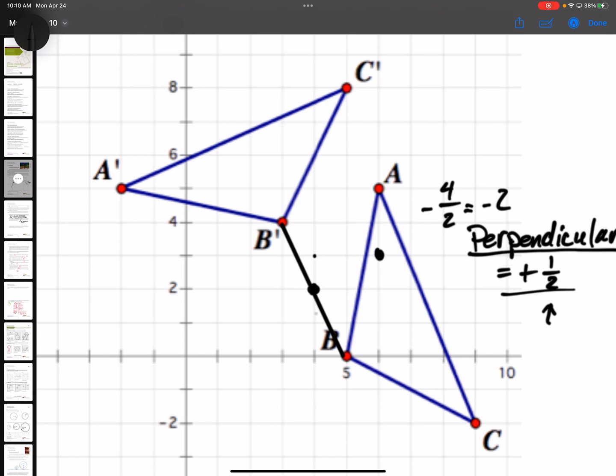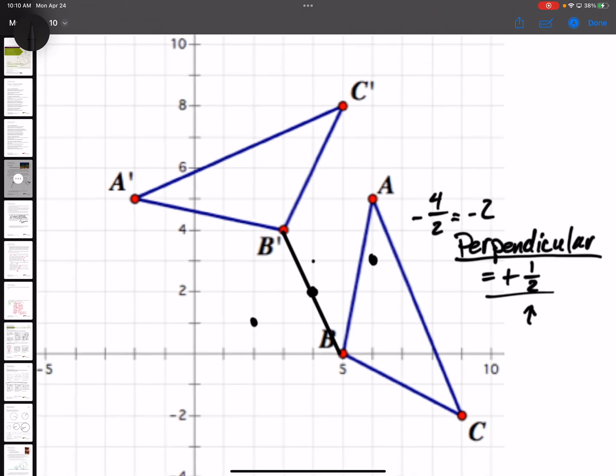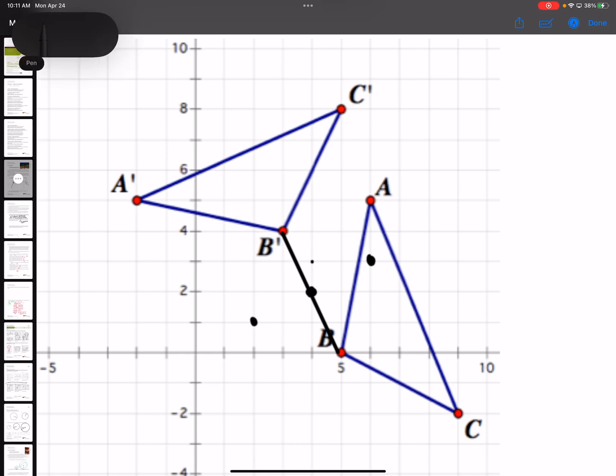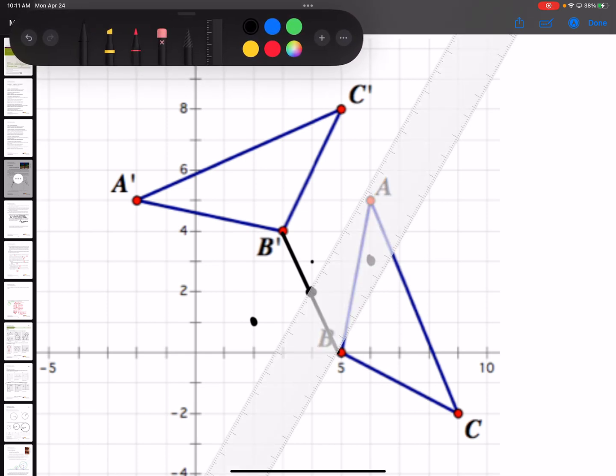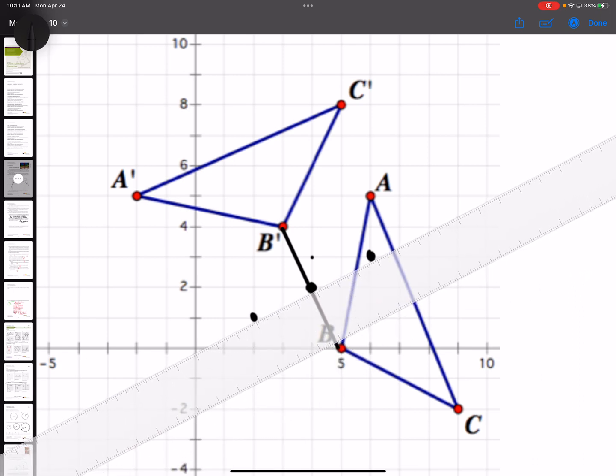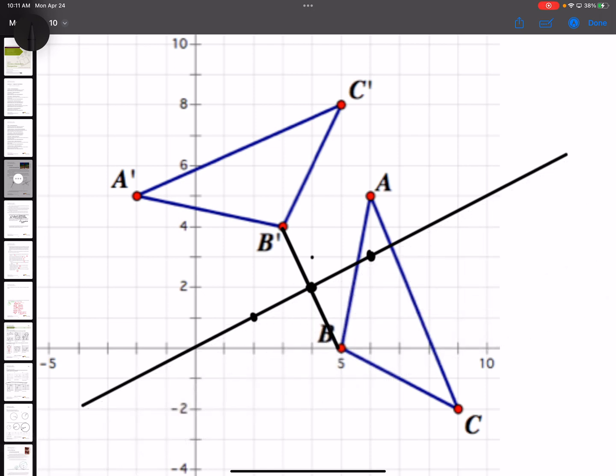Okay, so here's a point. I'll go in the other direction as well. Rise of 1, run of 2. And now I'm going to use a straight edge to go ahead and connect those points. So that means that in theory, any point that falls along this line could be or is equidistant, not in theory, in proof, is equidistant from B and B prime.